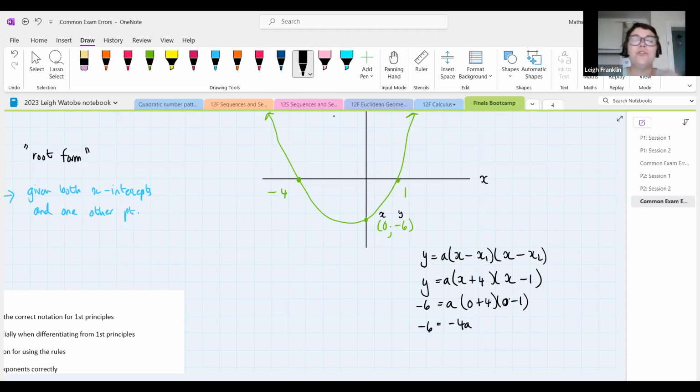And now, unfortunately for us, a ends up being a nasty fraction, but it can be a fraction. So a is going to be -6 divided by -4. So we would end up with 3/2. All right, so in these circumstances, you are always solving for your a. Do you remember how to do this now? You just needed a little bit of reminding.